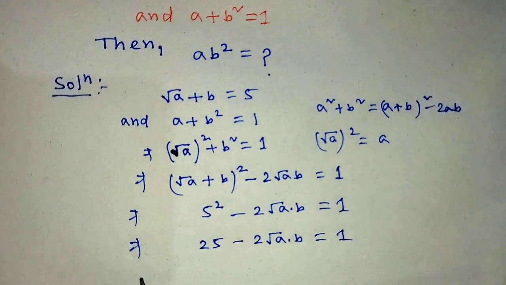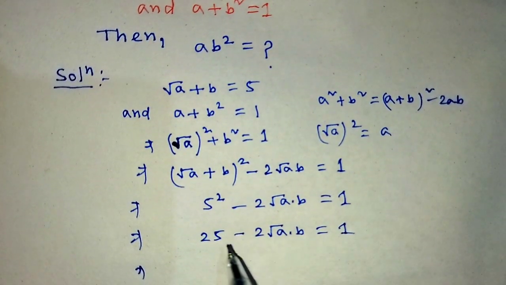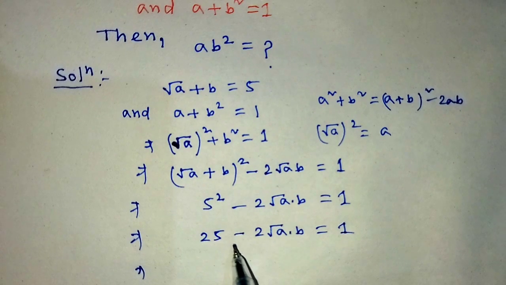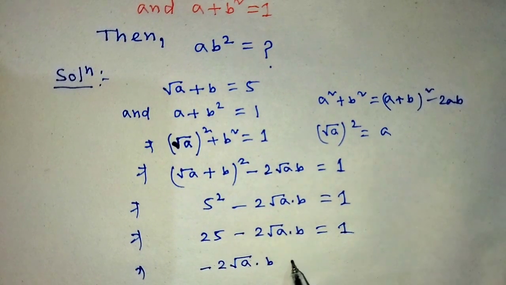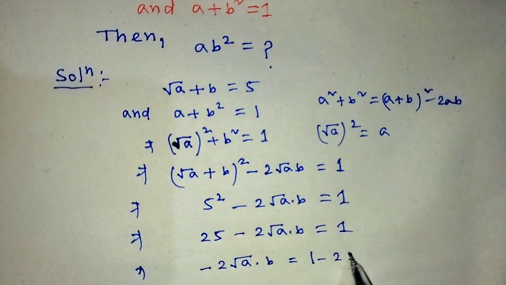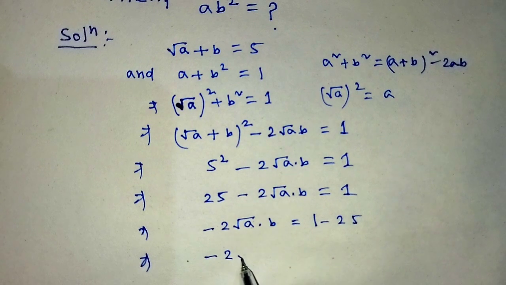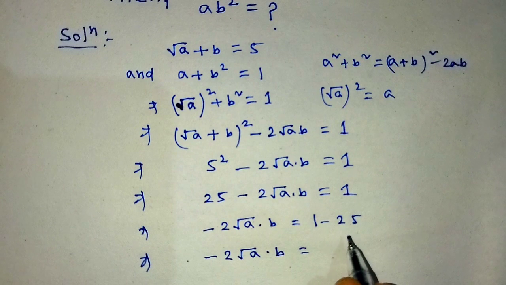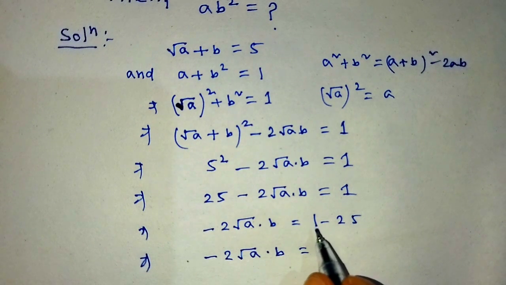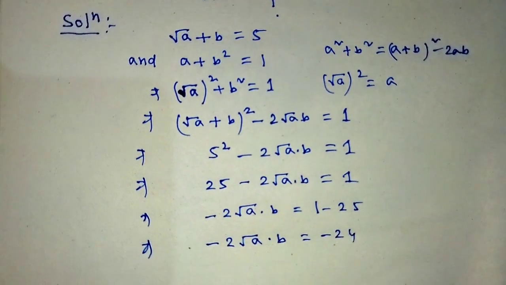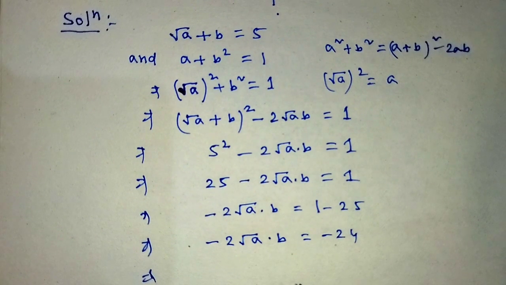Okay, so my dear student, after that we have to transpose 25 from left hand side to right hand side. Okay, so on the left hand side we have to write minus 2 root over of a into b is equal to 1 minus 25. Okay student, so on the left hand side again we have to write minus 2 into root over of a into b is equal to, so on the right hand side if you subtract 25 from 1 then you get minus 24. Okay, so my dear student, after that we have to divide left hand side and right hand side of this equation by minus 2.